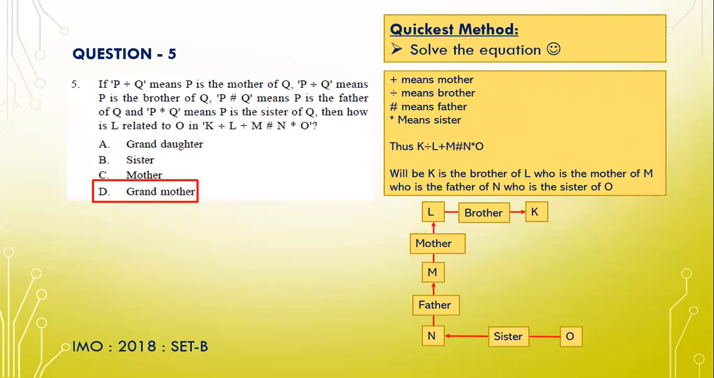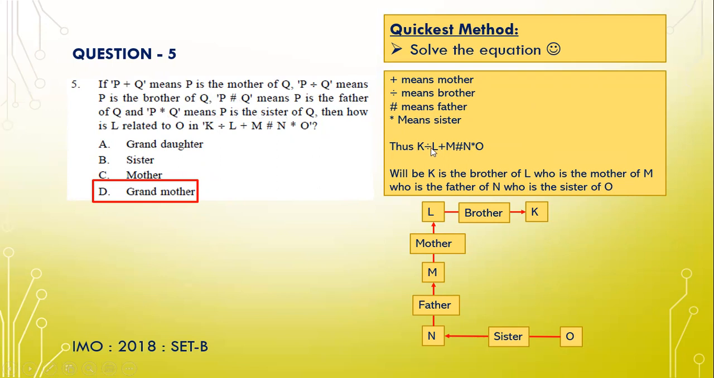Okay, next one is P plus Q means P is the mother of Q. P divided by Q means P is the brother of Q. P hash Q means P is the father of Q, and P star Q means P is the sister of Q. Then how is L related to O in K divided by L plus M hash N star O? Isn't it? So plus means mother, divided means brother, hash means father, and star means sister.